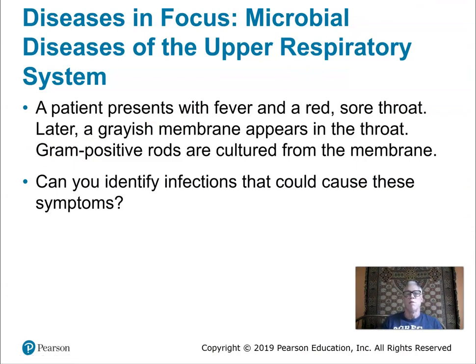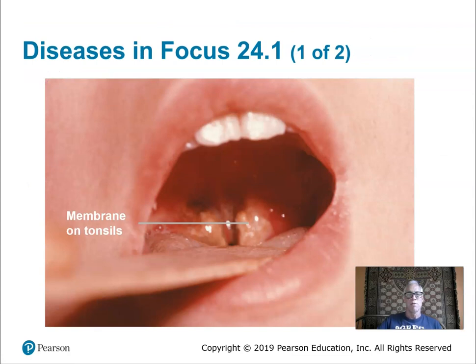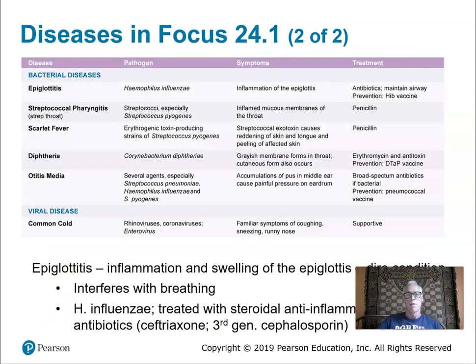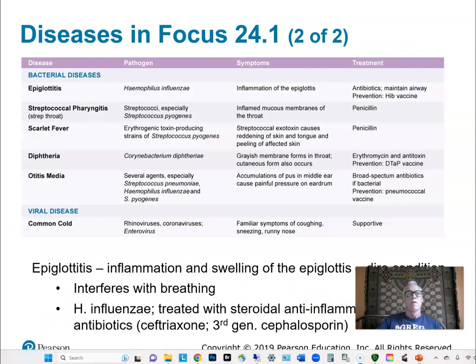Diseases of the upper respiratory system. Here's a little question. A patient presents with fever and a red sore throat. A grayish membrane appears on the throat. Gram-positive rods are cultured from the membrane. What do you think it is? And I think you can tell me right now. Just a few seconds ago, we were talking about diphtheria. And those are the gram-positive bacteria we're talking about in that case.